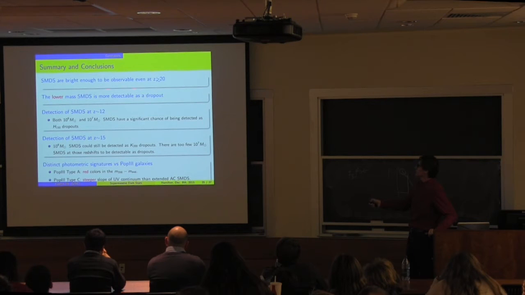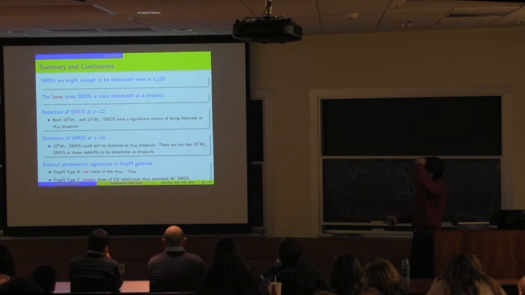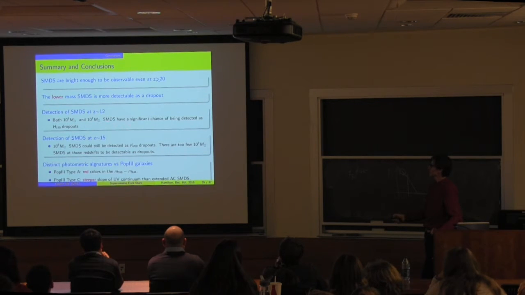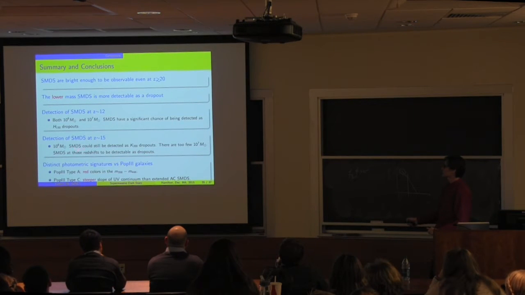However, let's talk about their observability. They can be bright enough to be detectable at redshifts up to 20. The lower mass is more detectable as a dropout. Why? Just because the bounds from HST are weaker. At 12, both the million and 10 million solar mass supermassive dark stars have a significant chance of being detected as an H-band dropout with JWST. At 15, the larger ones are already too constrained by HST, so we can't hope to detect them, but the million solar masses can still be detected as a K-band dropout.